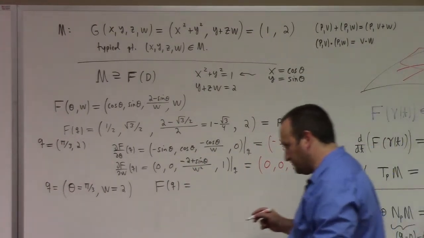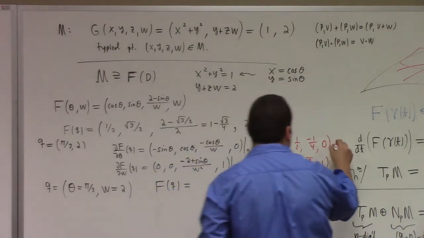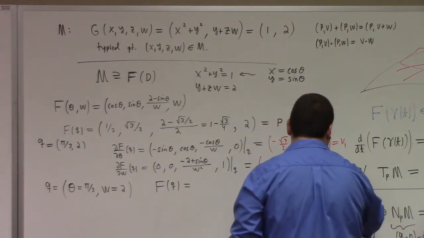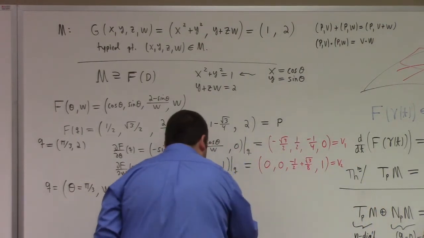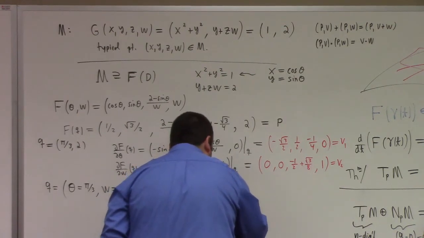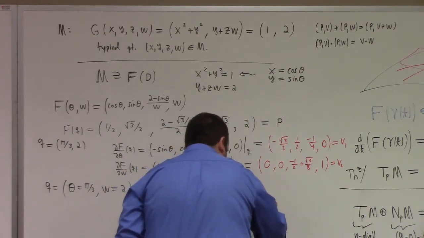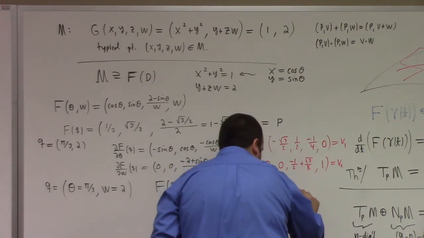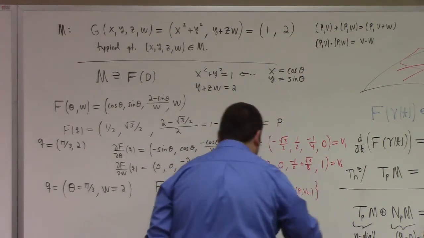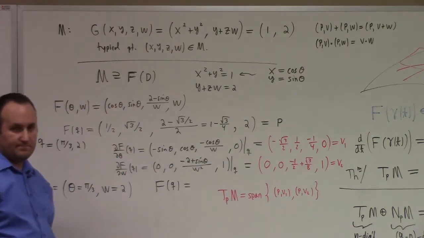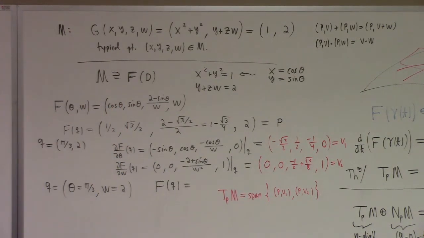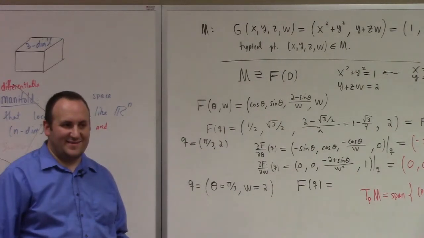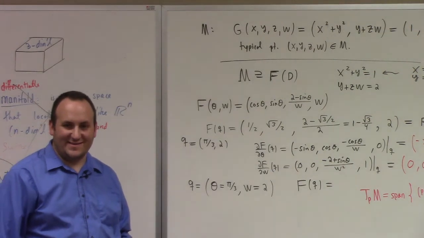Okay, so if I call this thing V1, if I call this thing V2, just for the sake of not writing them again, then TpM is the span of (p, V1) and (p, V2). That will give me the tangent space to M, just like that. The normal space theorem we'll prove next time. The normal space is given to us in the other viewpoint easily.